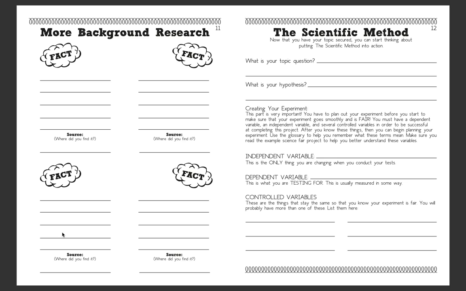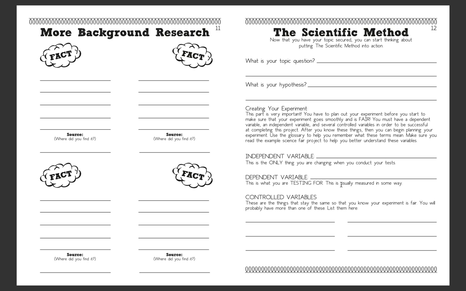Next, it really breaks down the scientific method on page 12 right here. So you are going to jot down, what is your topic question? What is the question that I'm trying to answer throughout this experiment? Next, you are going to be writing down your hypothesis. This is where you are going to write down your if-then statement. If I do this, then I think this is going to happen.